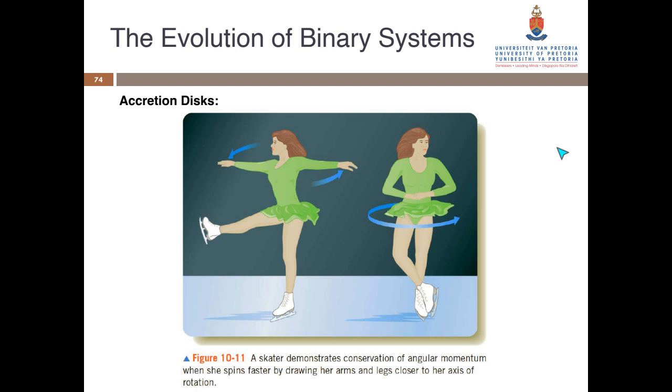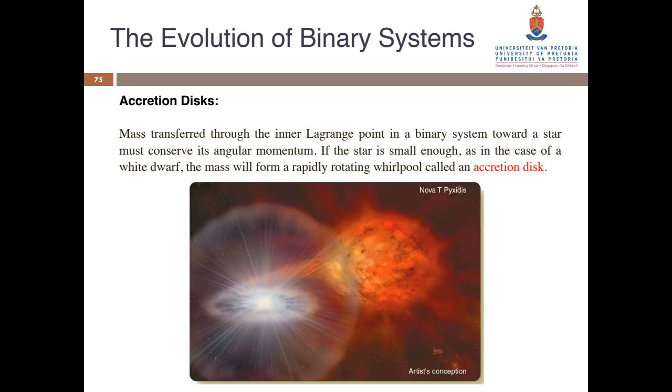So this is just an example of the conservation of angular momentum. When you're spinning as an ice skater with your arms stretched out, you spin more slowly, and with your arms closer to your body, you spin faster. Mass transferred through the inner Lagrange point in a binary system towards a star must conserve its angular momentum. If the star is small enough, as in the case of a white dwarf, the mass will form a rapidly rotating whirlpool called an accretion disk.